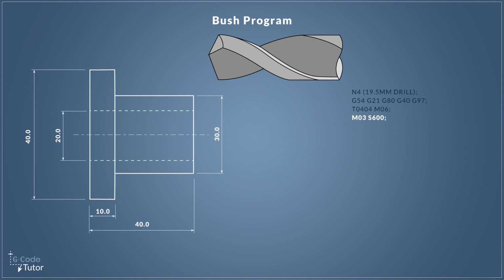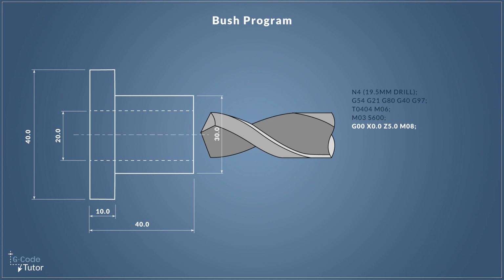As our machine is in G97 mode, we can set the RPM just by giving an S value. So S600 sets our RPM to 600 revs per minute. And M03 turns on our spindle in a clockwise direction. So we're turning the right way where those cutting edges are on our drill.